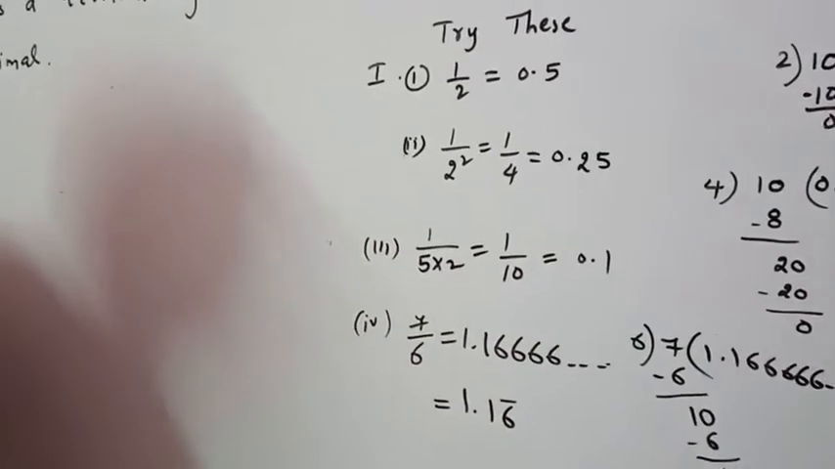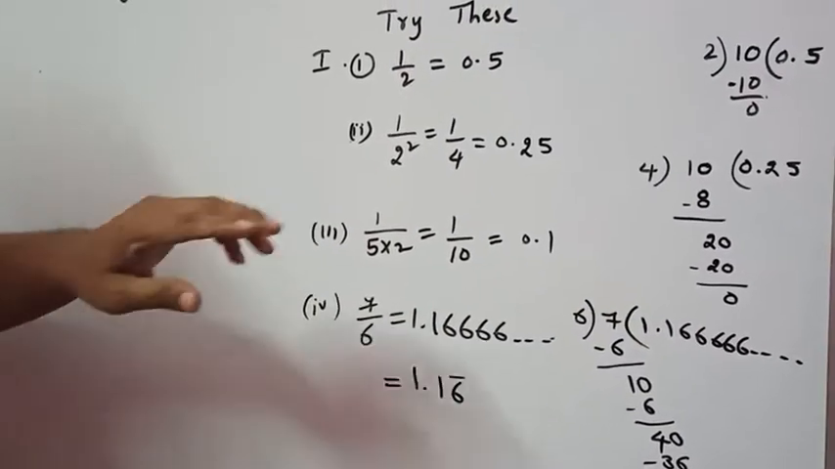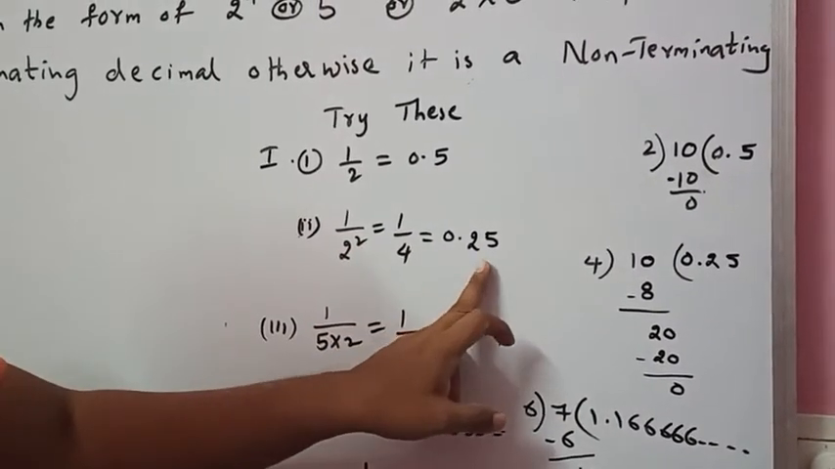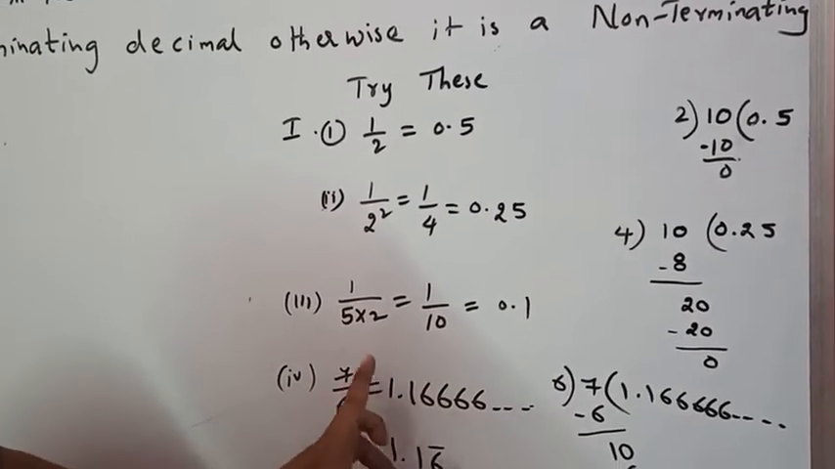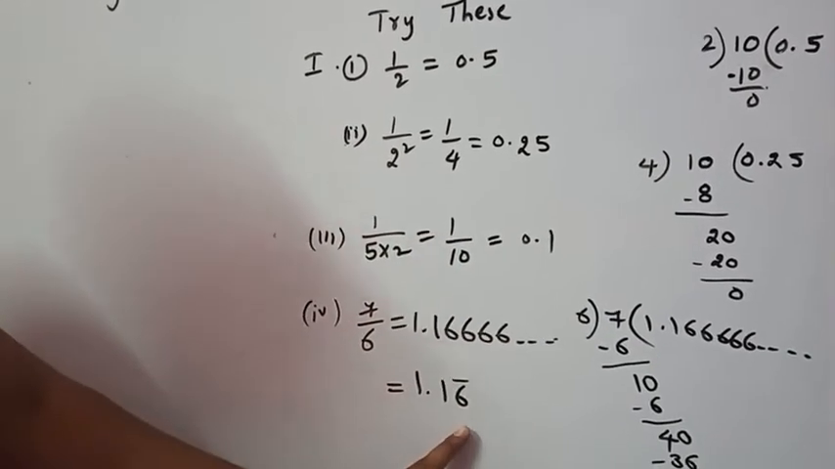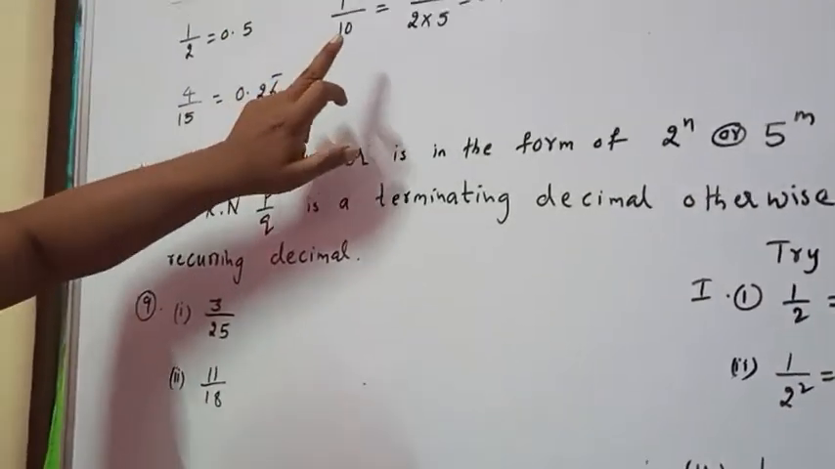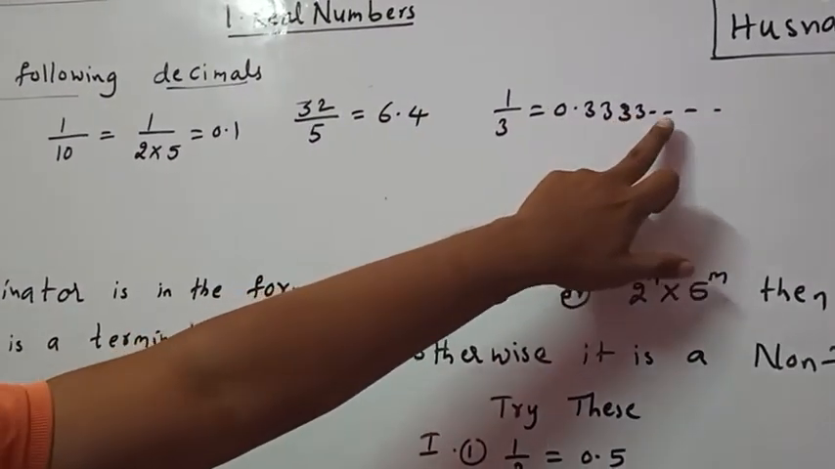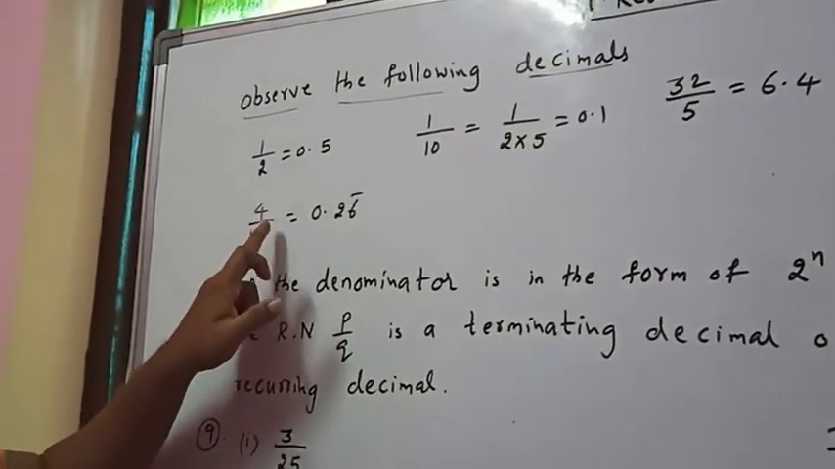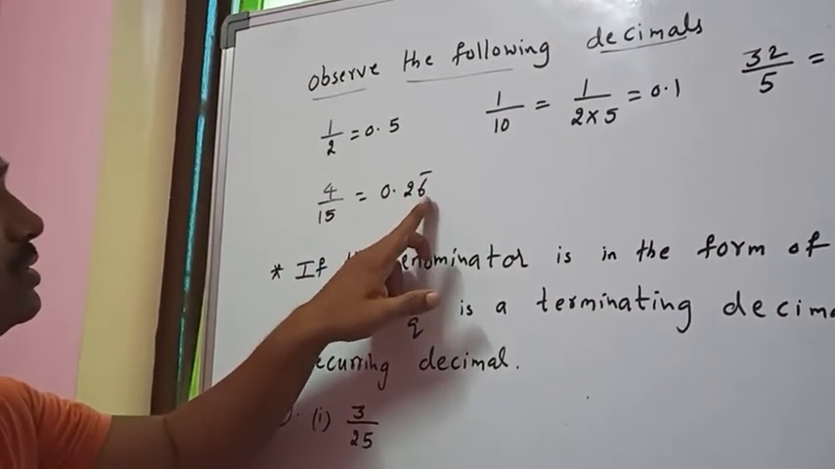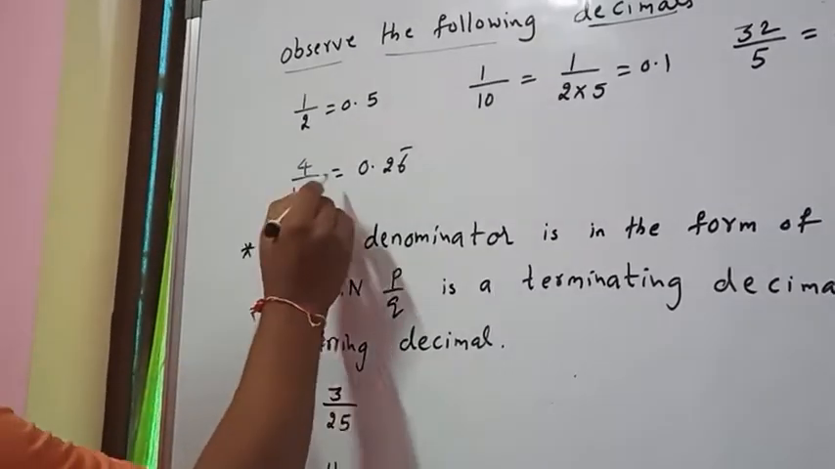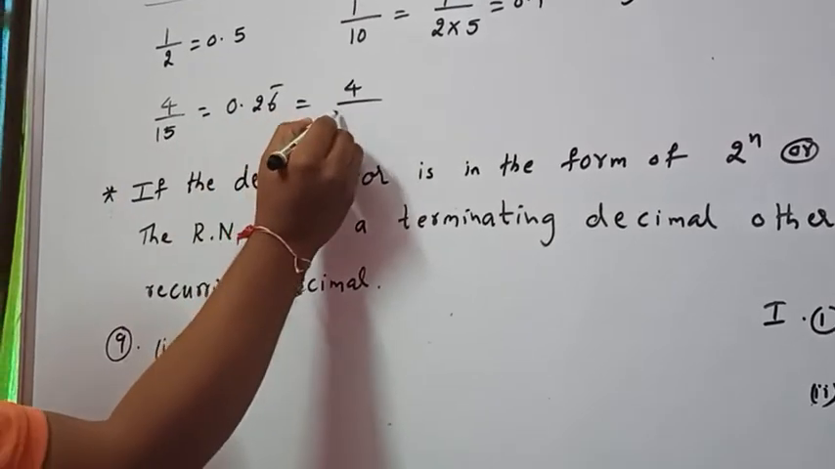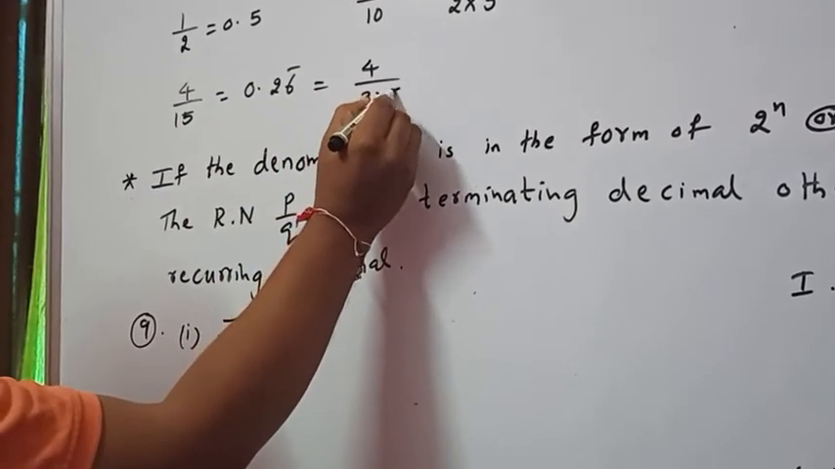So if you observe here, 1 by 2 value 0.5. 1 by 2 square 0.25. 1 by 5 into 2 0.1. 7 by 6 1.16 bar. See here some other examples: 32 by 5 is 6.4. 1 by 3 is 0.3333, and 4 by 15 is 0.26 bar. This 15 can be factorized as 3 into 5.